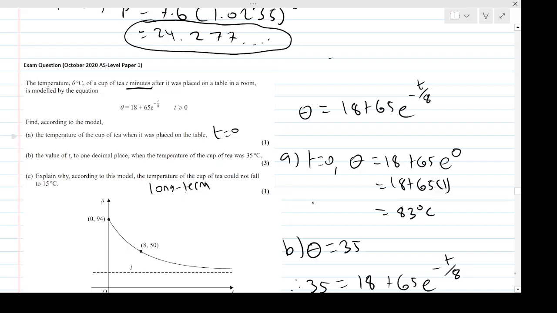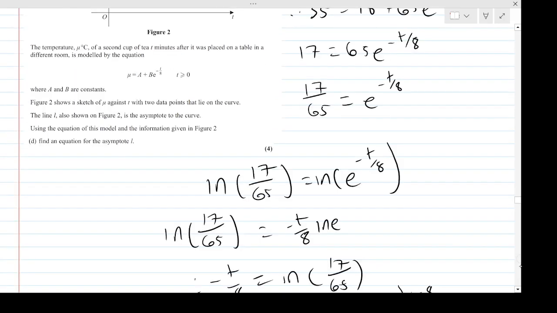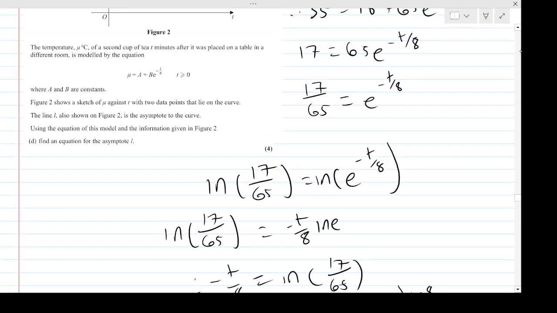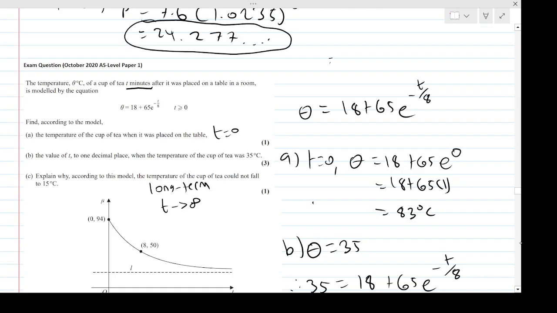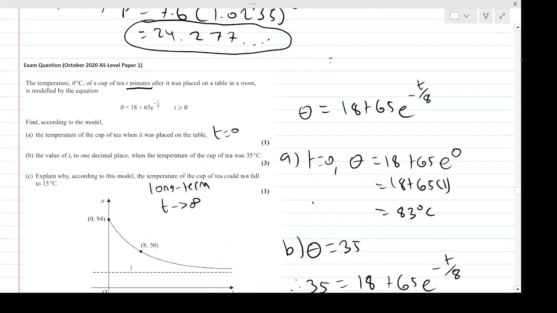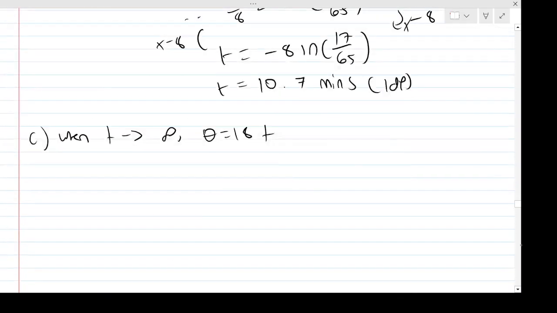Remember, we looked at this with exponential modelling, we're talking about t going to infinity. So when t goes to infinity, or when t gets very large, then this equation theta equals 18 add 65 e to the minus t over 8.